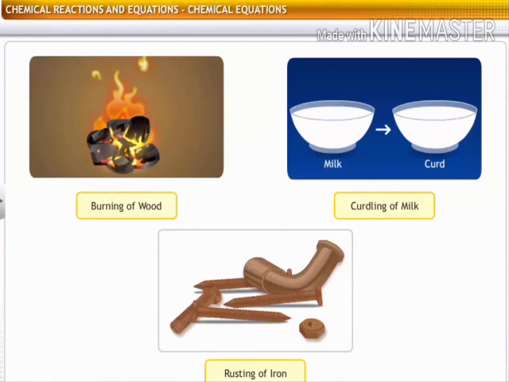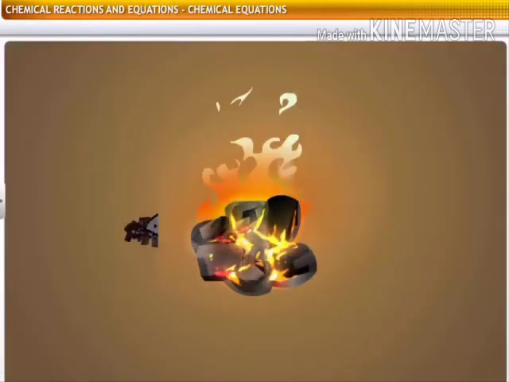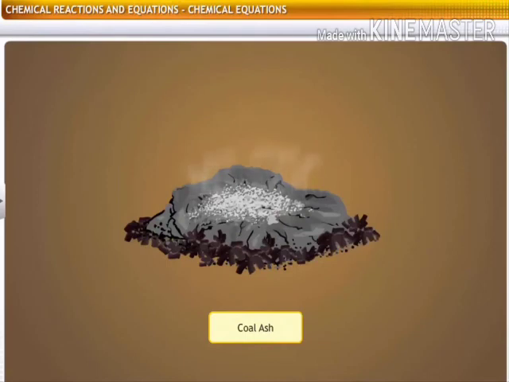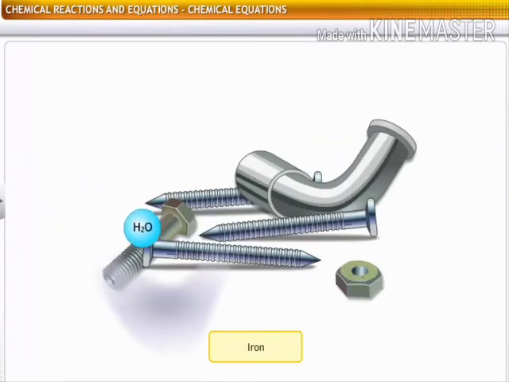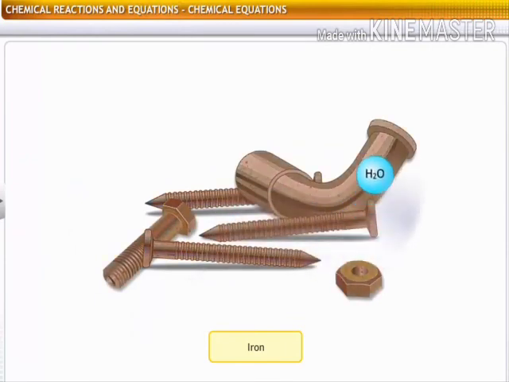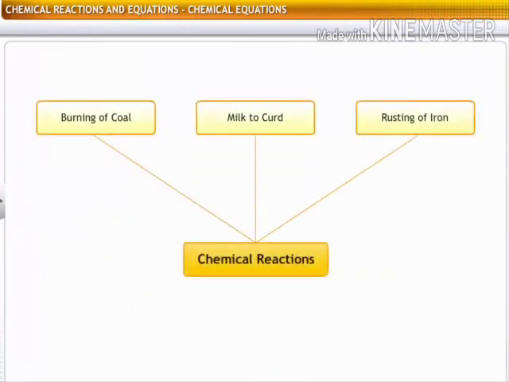We observe changes in properties and forms of substances around us all the time. For example, changing of coal when it is burned to produce heat, changing of milk into curd, and rusting of iron when exposed to moisture. All these changes are a result of chemical reactions. These chemical changes can be represented through chemical equations.